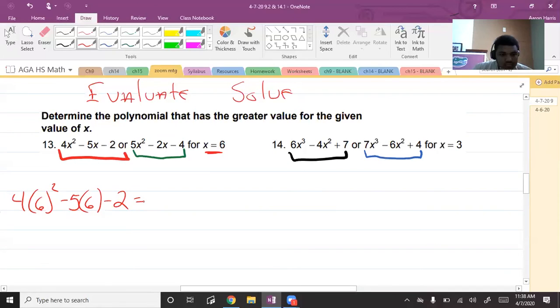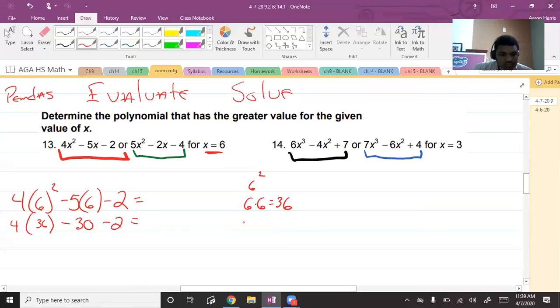All of this is PEMDAS because they're all constants, okay? So PEMDAS was first. Parentheses, anything? No. Well, there's parentheses there, but nothing inside to do. What's next? Exponents. So I need to do 6 times 6, which is 36. That is what 6 squared means. All right? So 4 times 36 minus, what's 5 times 6? 30 minus 2. Does that make sense?